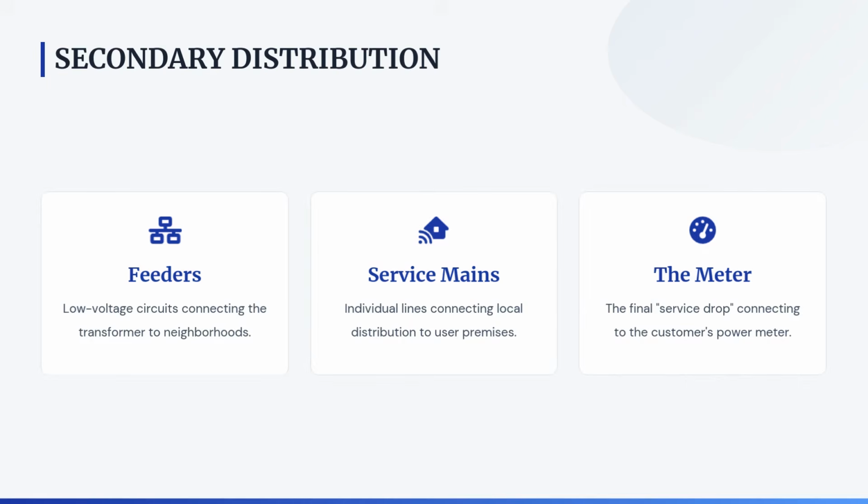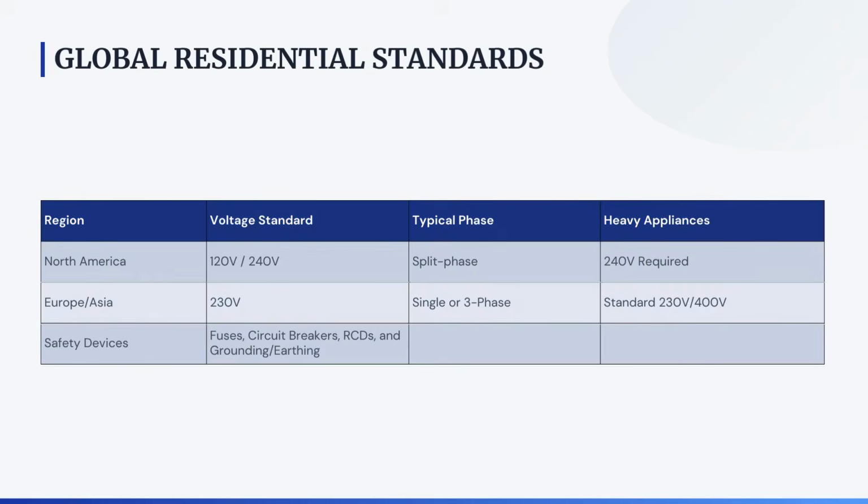Secondary distribution is the final stage of delivery. It consists of the low-voltage circuits that connect the transformer to the customer via feeders, distributors, and service lines. The final connection to an individual home is called a service drop, which carries the electricity through your meter and into your residence. Residential voltages vary by region. North America uses a 120/240-volt split-phase system, while most of the rest of the world uses 230-volt single-phase.